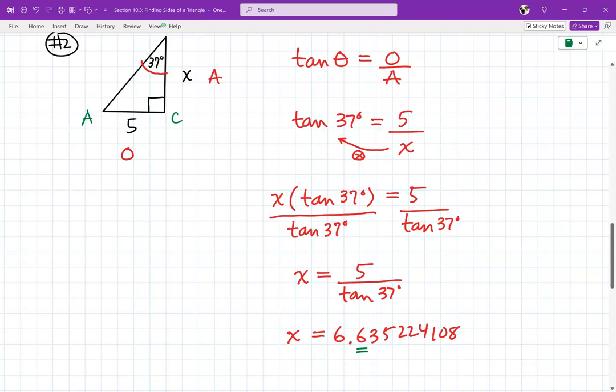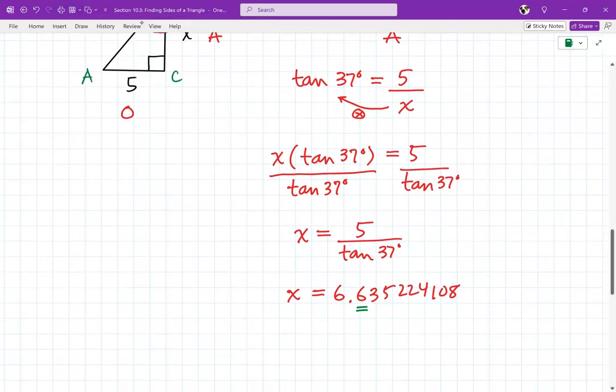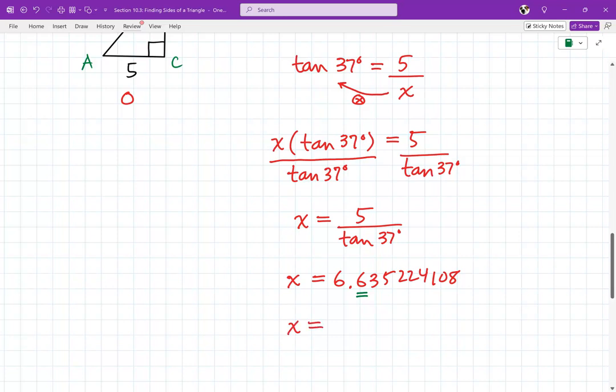Okay? So should I round that one that I underlined, that 6? Does it become a 7 or does it stay? No, it stays because the 3 is not big enough, right? It needs to be a 5 or bigger. So this is going to be 6.6. So x is 6.6. All right.